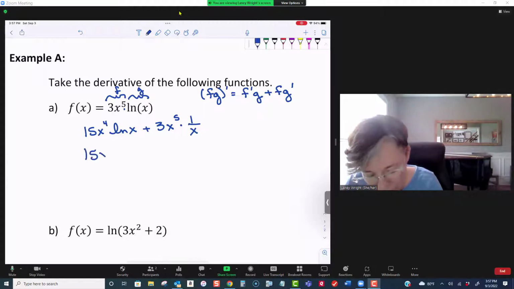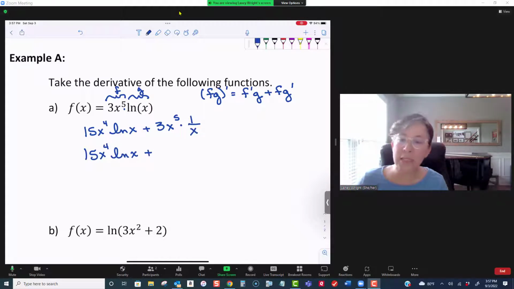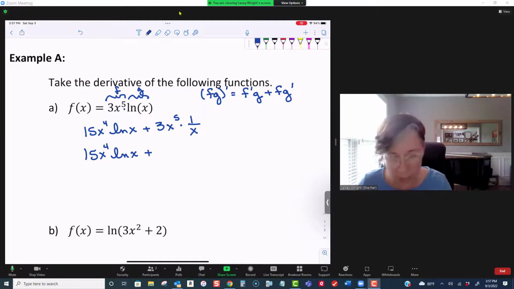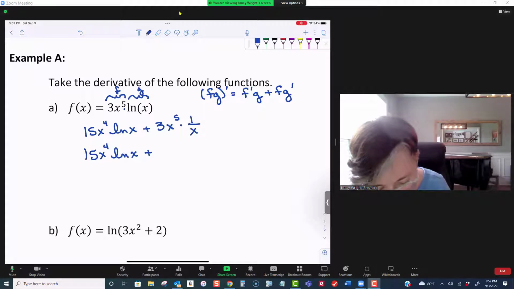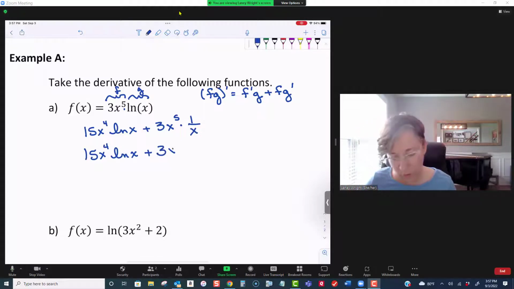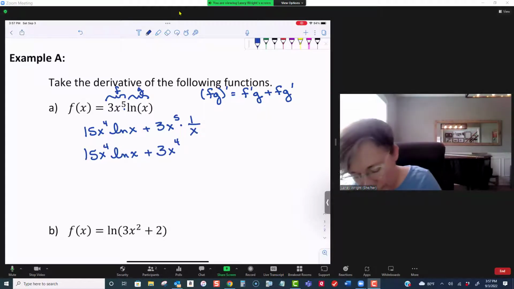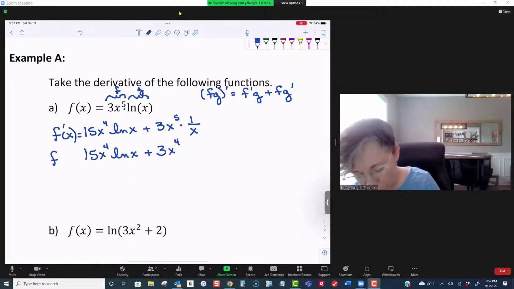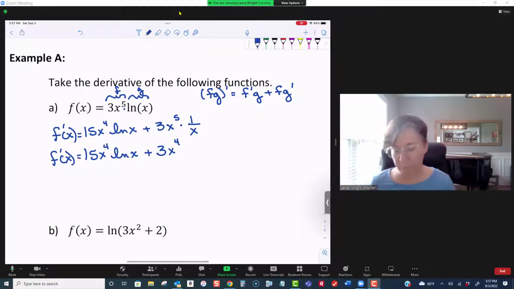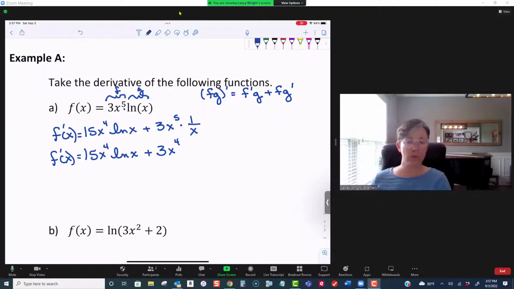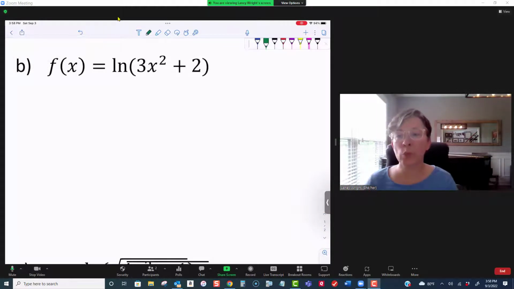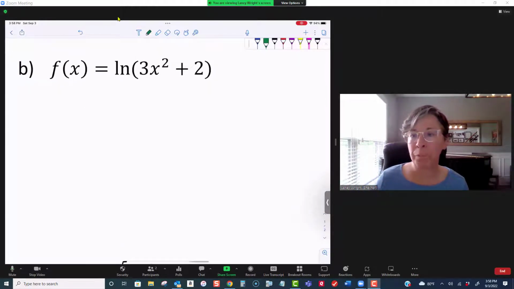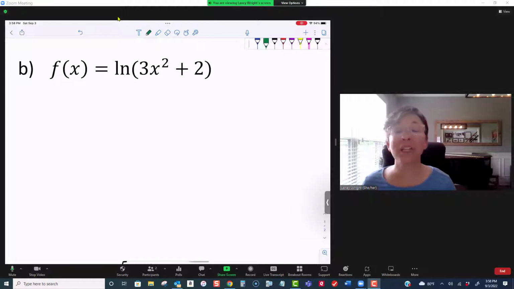We get 15x to the 4th natural log of x plus, and in that second part, 2 of the x's there will reduce, so we get 3x to the 4th. As far as I'm concerned, you are done. So again, this is the first derivative for both of these. If you want to factor out a 3x to the 4th, you can, but you don't have to. Now we want to take the derivative of the natural log of the argument 3x squared plus 2.